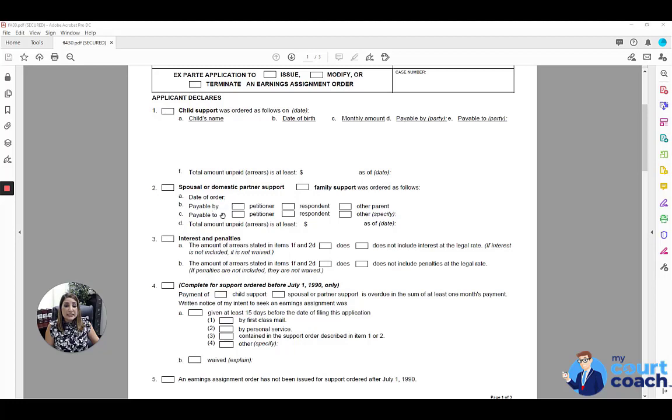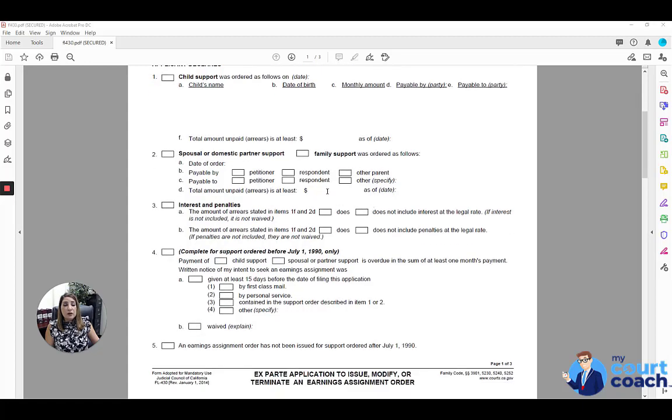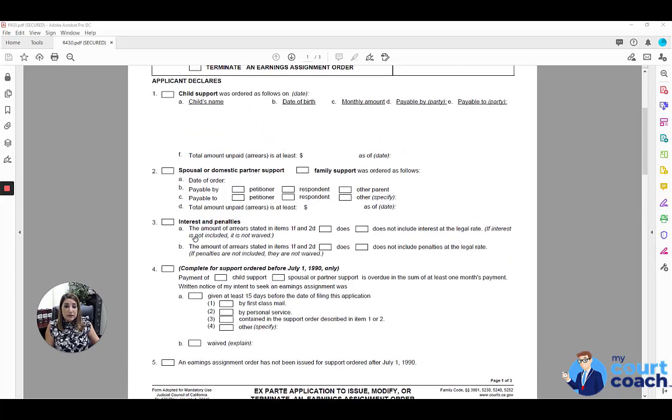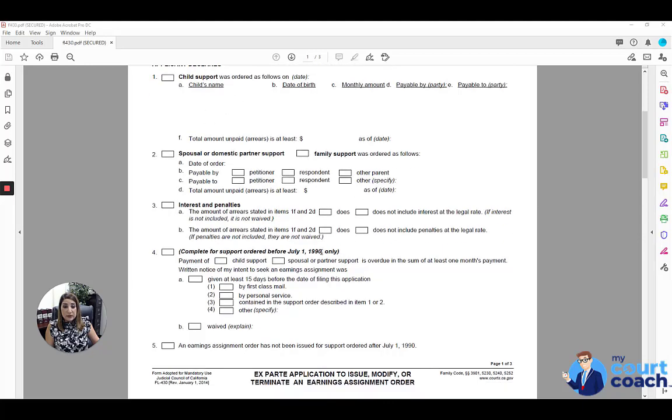You're going to, again, list the date of the order, who is the party that is to be paying the support, and who is the recipient of support. And again, if there are arrears, then you want to include that total amount of arrears and the date that that finding was made. If there's any interest that was included in these lines above, you want to mark box 3 and then indicate if the figures above include interest or not include interest at the legal rate.